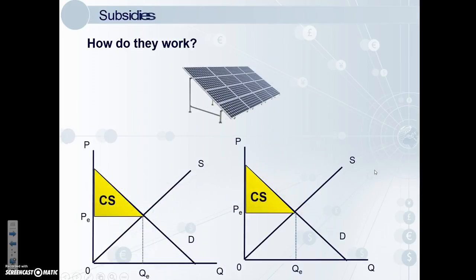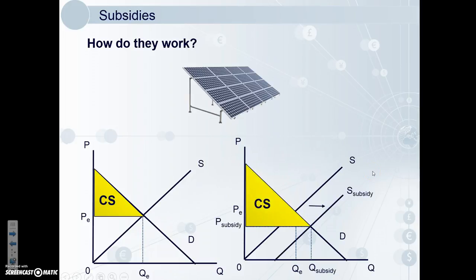Okay, we should all have drawn something like this. Lower price and greater quantity means that the consumer is much better off, hence the larger consumer surplus. That triangle just gets a lot bigger. Consumers are most definitely winners when a subsidy is introduced.